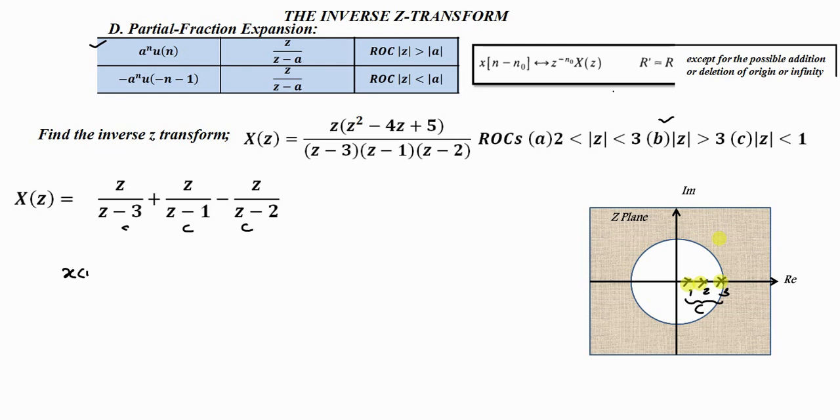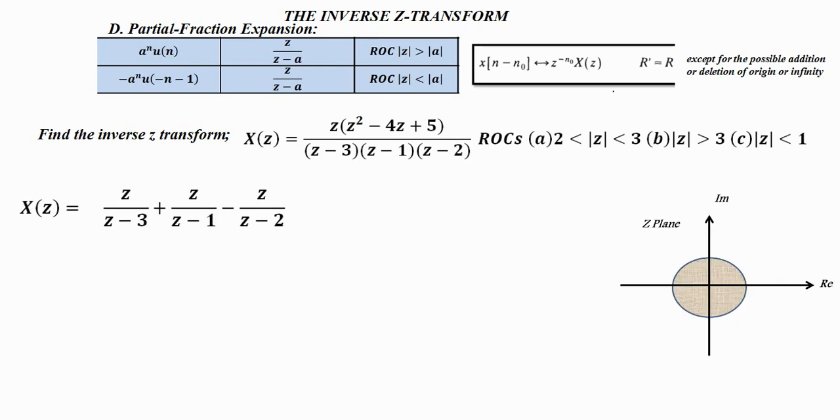So I can write x of n in causal form as 3 raised to n into u of n. The second term is again causal, so I can write u of n, here a is equal to 1, and the last term is again causal, so 2 raised to n into u of n. So the entire signal is a causal type, because all the poles are interior to this ROC, and the ROC lies outside the poles. So this is the ROC, the shaded portion, and this represents a causal signal.